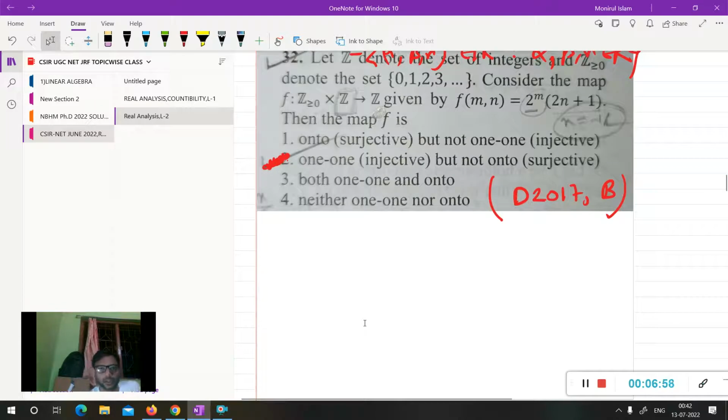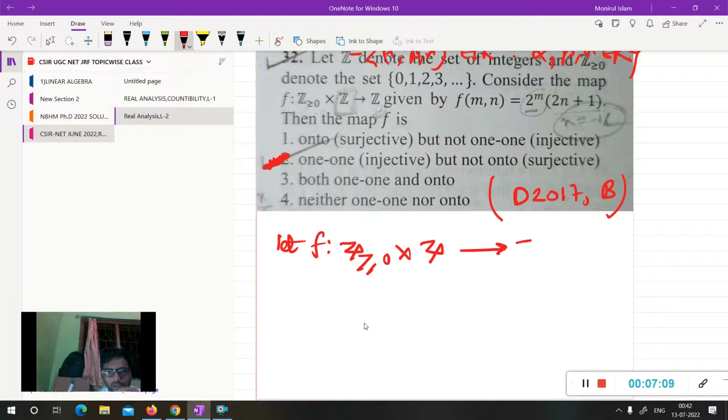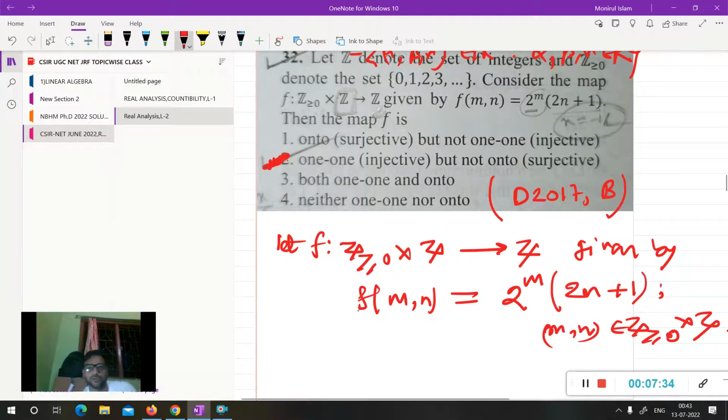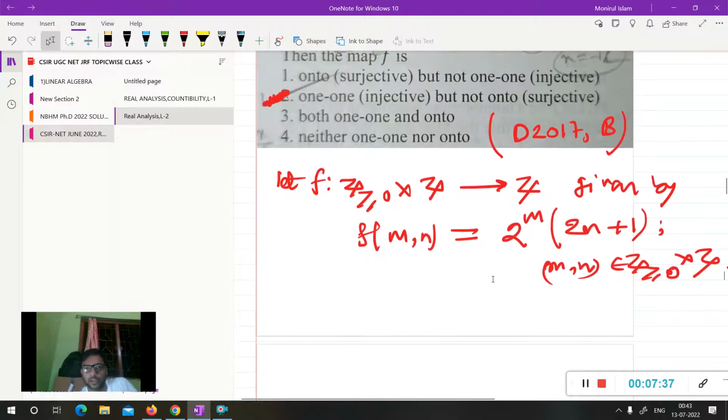See, the mapping is given like this. Let f from Z≥0 × Z, non-negative integers cross integers, to Z be given by f(m,n) = 2^m(2n+1), where (m,n) belongs to Z≥0 × Z. Now this is the mapping, so you have to check injectivity and onto-ness.